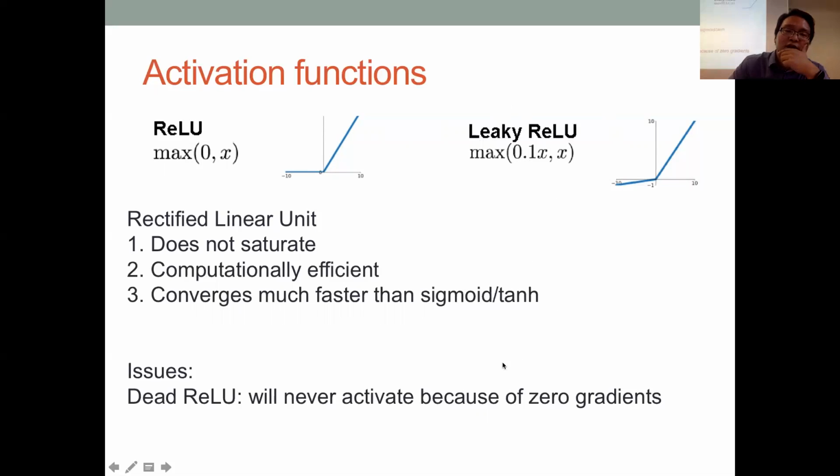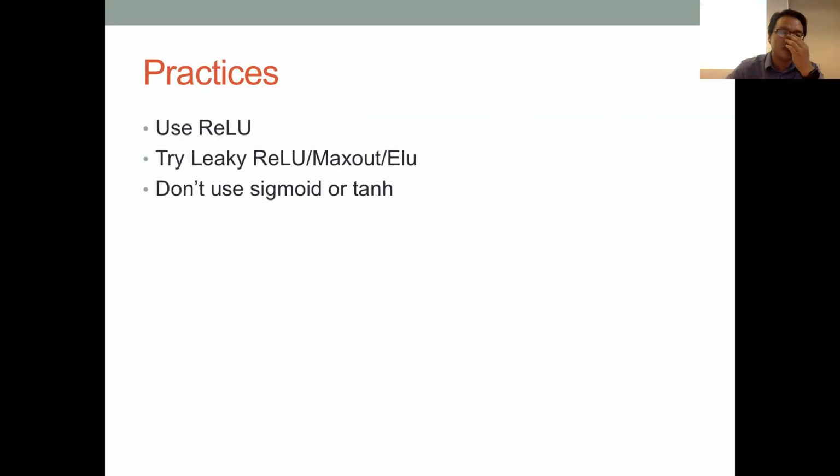So that means when you have a 0 gradient, instead of setting this to be 0, we set it to a small value. So that's a leaky ReLU. It's a very tricky design, but it works very well. So the dead ReLU problem can be resolved by this.